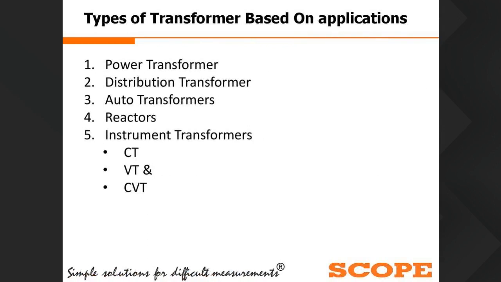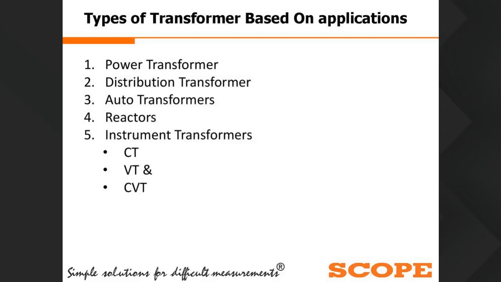So here are some types of transformers based on applications. The first one is the power transformer, for stepping up the voltage. Then the distribution transformer, to step down the voltage, used on the distribution side. Auto transformers, for interconnecting two systems to convert into the same voltage level. Then reactors, for reactive power compensation purposes.